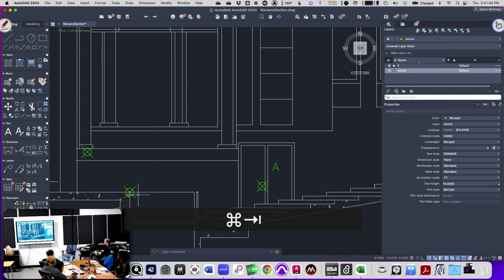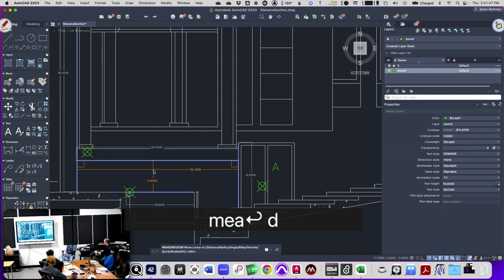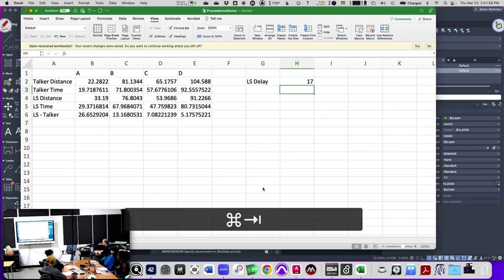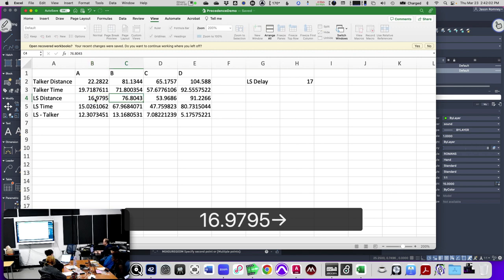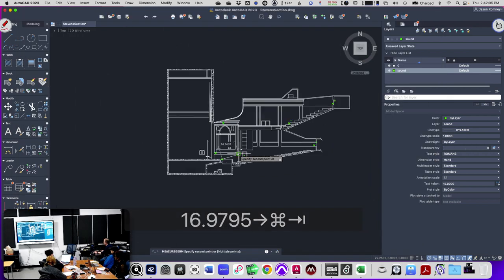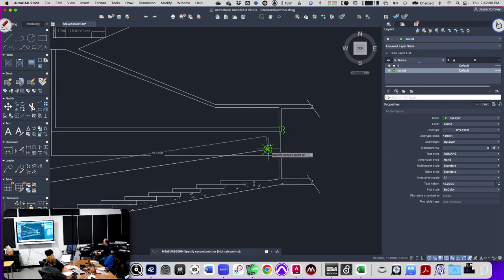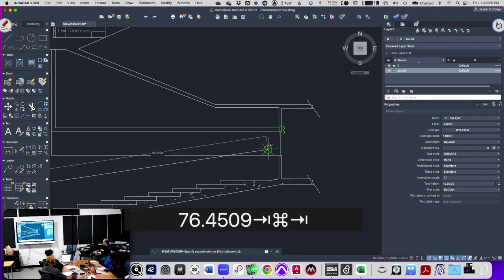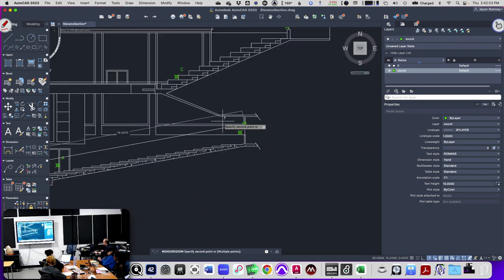So we're going to measure new distances now. This is my loudspeaker now. To seat A is 16.9795. To seat B is 76.4509. And to seat C is 62.5568.